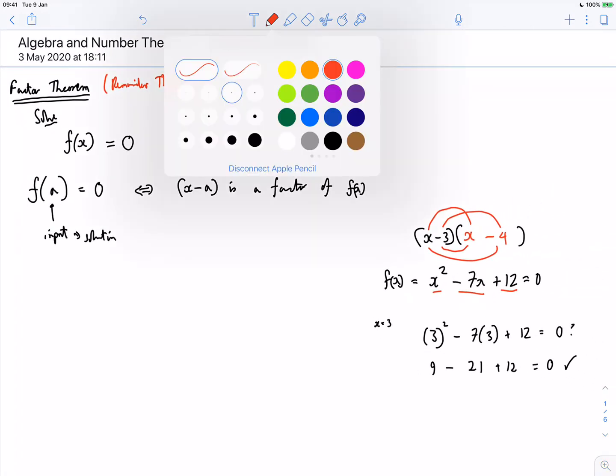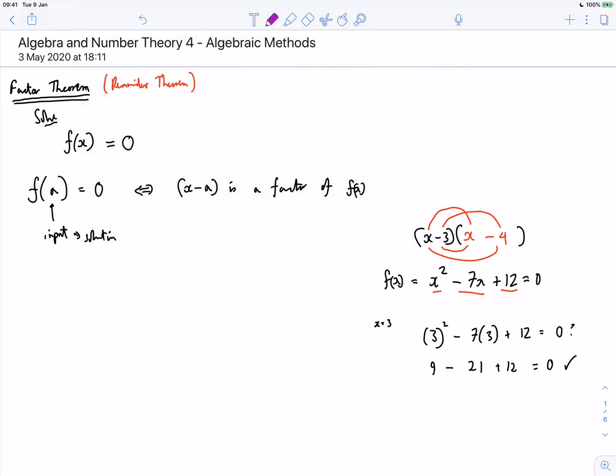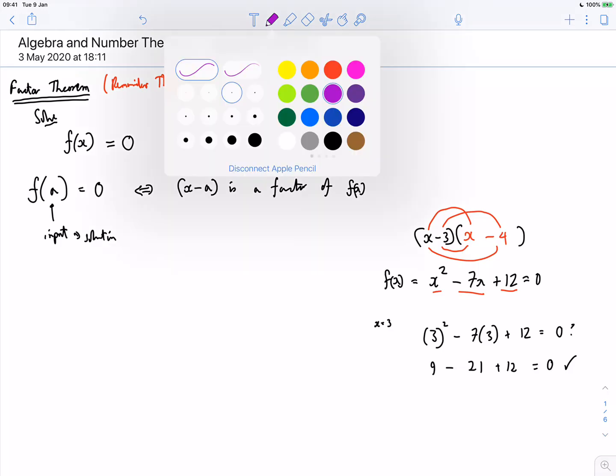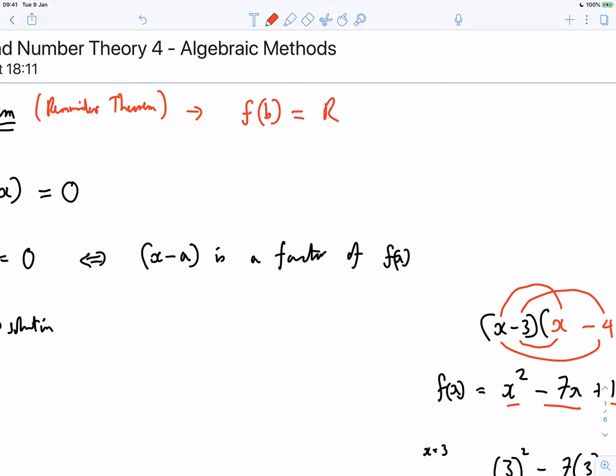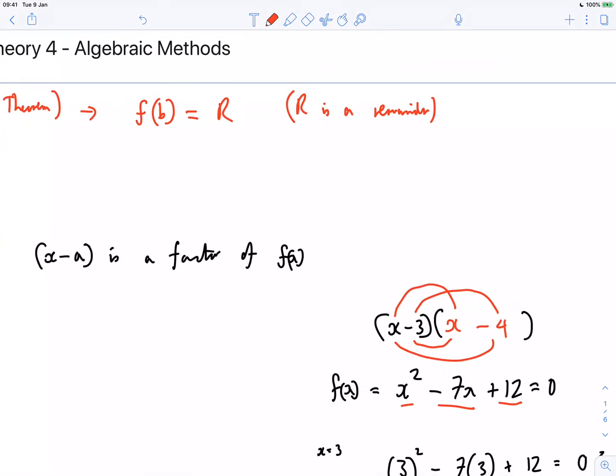The remainder theorem is very similar, but it's that when you input b, then this will output a remainder r from my function. What does that mean? Well, that's the remainder when divided by x minus b. And we're going to be talking about algebraic long division in a second.